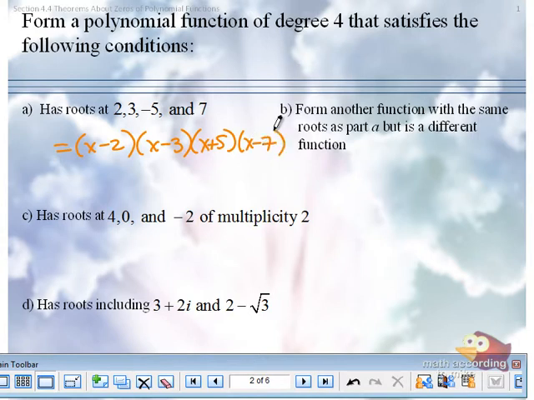But to follow the directions, it says, form a polynomial function. Is this a function? How do I make it a function? F of x equals. Now it's a function. Otherwise, it's just an expression. Now, leave your answer in factored form. Why? Otherwise, 10 minutes later, you'll be done. Does the book leave it in factored form? No, they expand it all out.